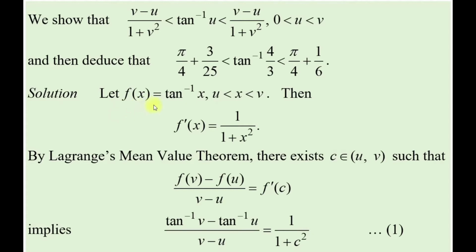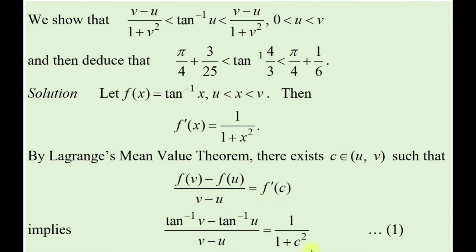We let f of x be equal to arc tan x, or tan inverse of x, and also we take x in between u and v. f prime of x is equal to the derivative of the arc tan function, that is equal to 1 by (1 plus x square). Now f is a continuous function, so Lagrange's mean value theorem can be applied. So there is a c in the open interval (u, v) such that (f of v minus f of u) by (v minus u) is equal to f prime of c.